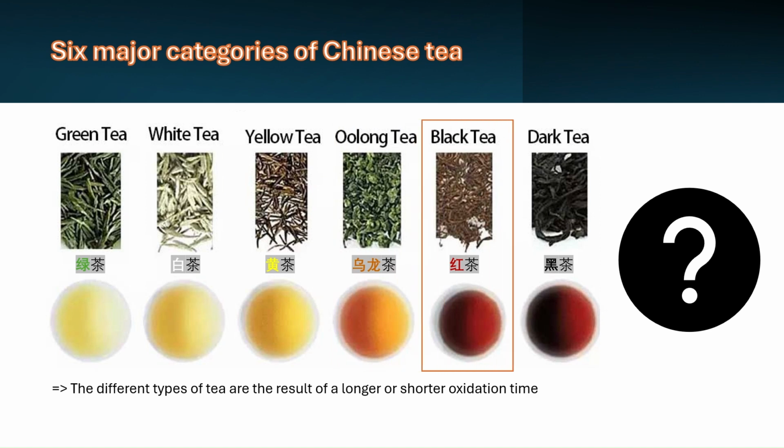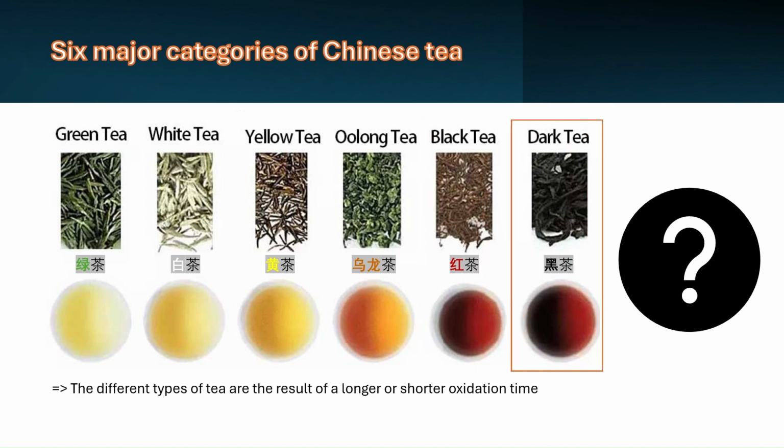Black tea. Fully oxidized, rich and comforting, known as red tea in Chinese. And the last, dark tea. Fermented and aged. This includes the famous Pu-erh.